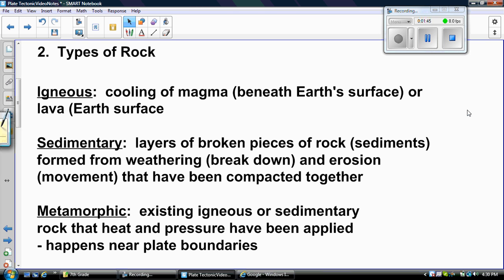A sedimentary rock is made of layers of broken pieces of rock called sediments. Those broken pieces of rock formed from weathering. Weathering is the forces that break down rock, like wind, water, and gravity, into sediments. And erosion moves those sediments. Once they've been moved, they can be compacted together to make a sedimentary rock. So a sedimentary rock is basically a rock made up of pieces of other rocks. And remember, sedimentary rocks are the rocks that can contain fossils.